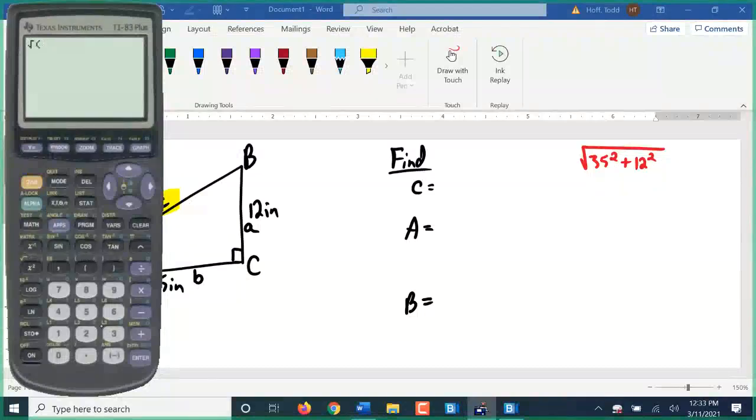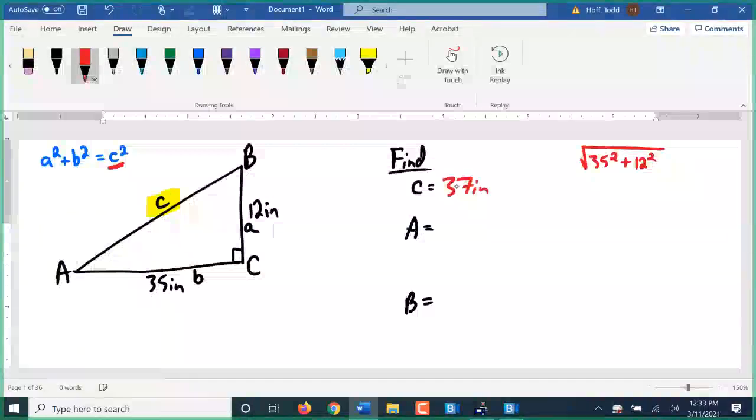Now, I would encourage you, if you've got your calculator handy, try to enter these on your own. Beat me to the answer if you can. So we get 37 inches is the length for side C.